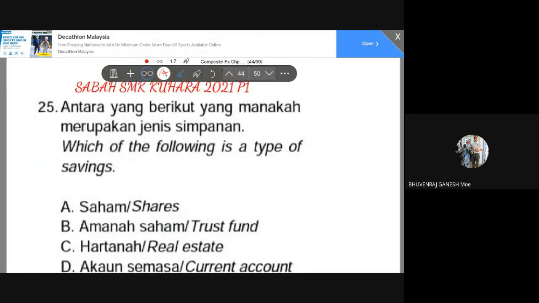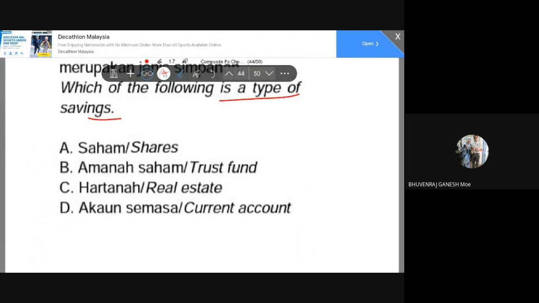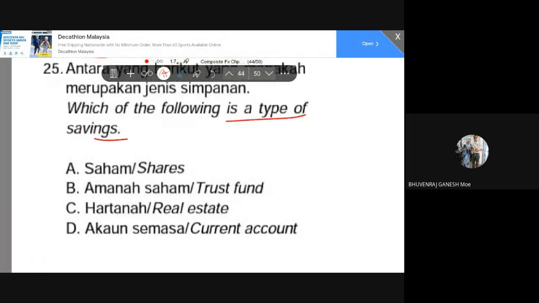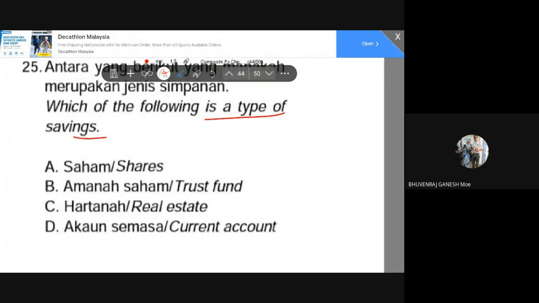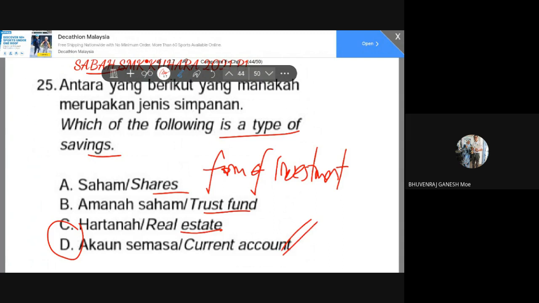So next one, Sabah. This one was the Sabah paper. Which of the following is a type of savings? Spam again. Wow, go and straight away answer. Yeah, D is correct. Which is the savings, current account. So this one they're talking about your savings account. So that's why current account is the answer. So shares, trust fund, and real estates are forms of investment, if you remember. What type of savings they are referring to is the account that you have. So that's why current account is the answer for this one.